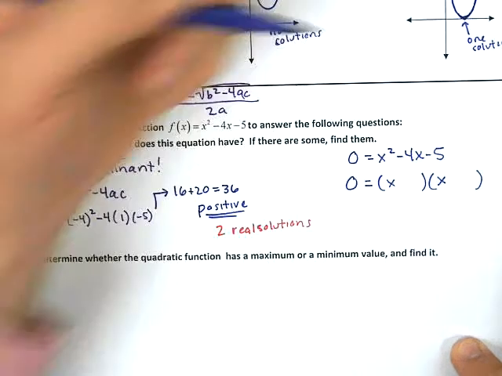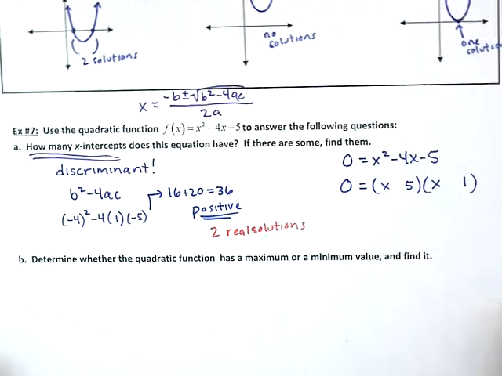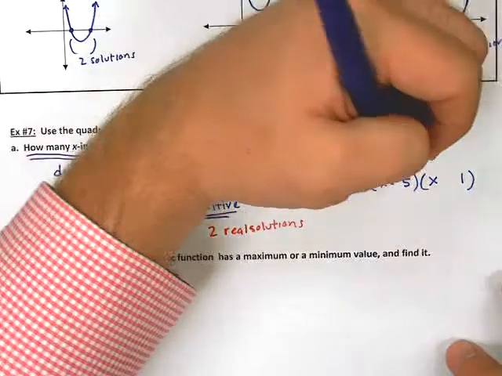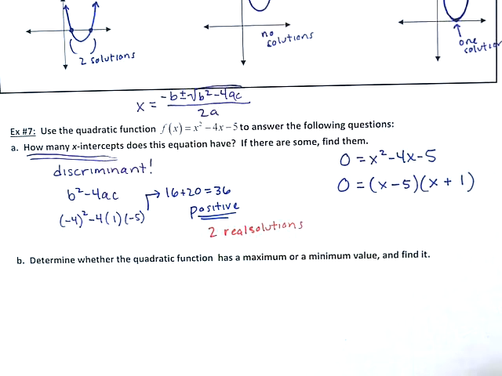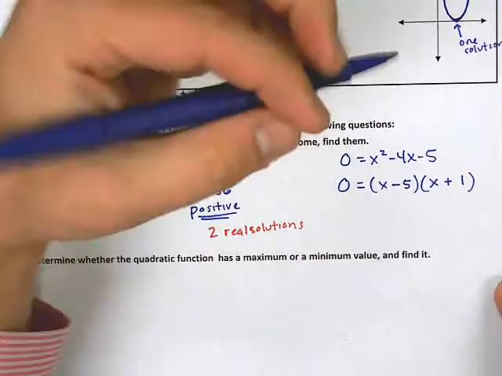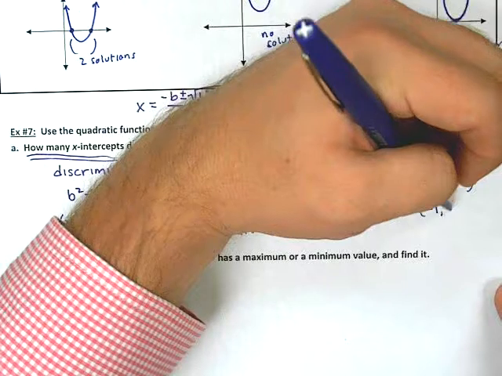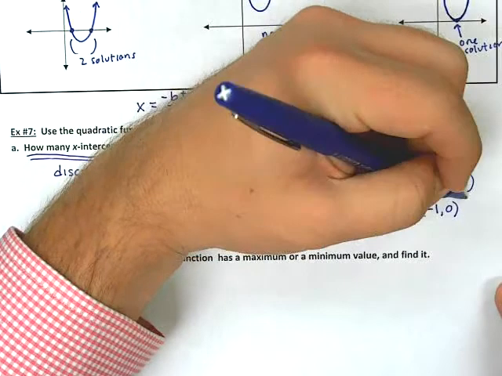X and x. There's only one way to get to 5, and that's 5 and 1. Minus, plus. Because now we know that we have x-intercepts at (5, 0) and at (negative 1, 0). And that is what we wanted.